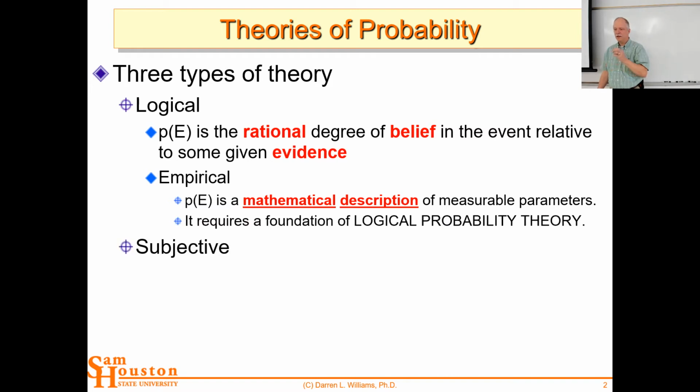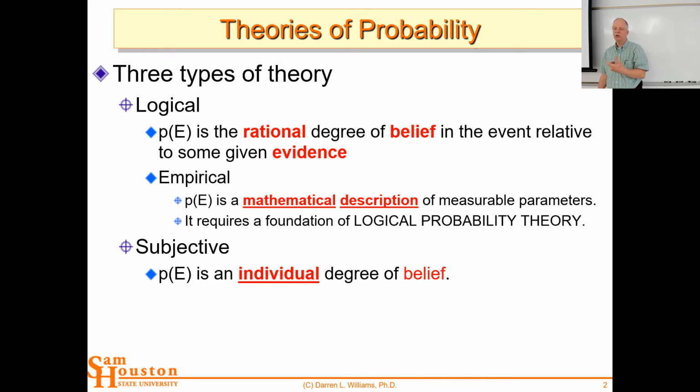And so then this empirical probability requires a foundation of logical probability theory, but we will pull the mathematics of measurable parameters and come up with a probability in empirical probabilities. And then we have subjective, which is an individual degree of belief. So let's put all of these into perspective together and as it relates to decision making.